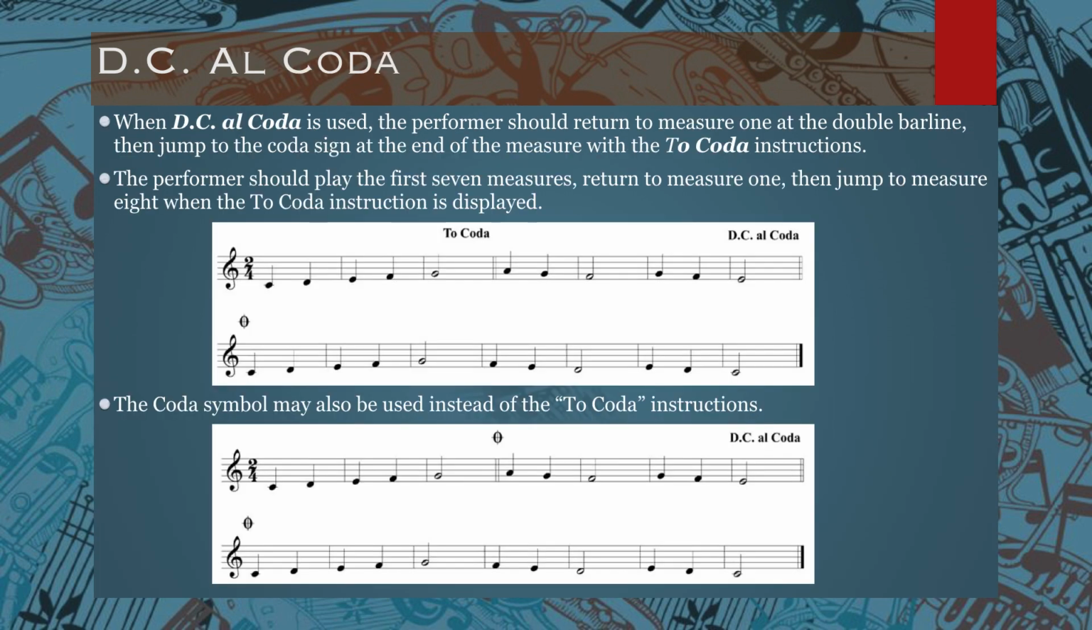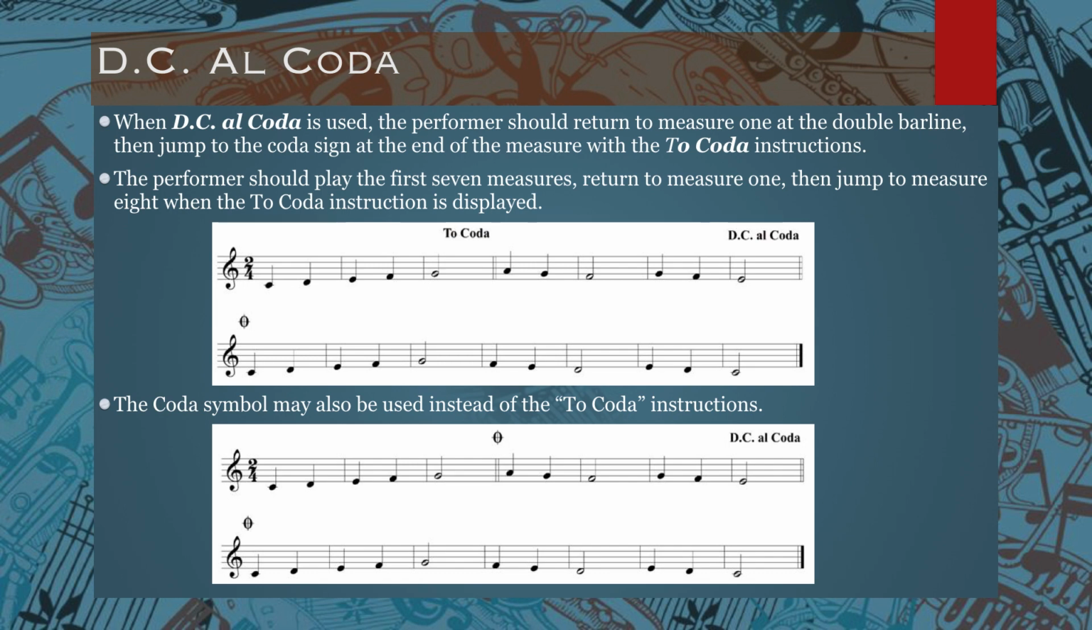DC al coda is a little more complicated, but when you see this sign, the performer should return to measure 1 at the double bar line, where you see the DC al coda signal. You might not always have a double bar line, but usually there will be one. And then the performer should play the first 7 measures, return to measure 1, then jump to measure 8 when the to coda instruction is displayed. So you see that in measure 3. At the end of measure 3, they would jump to measure 8 where you see the coda sign.